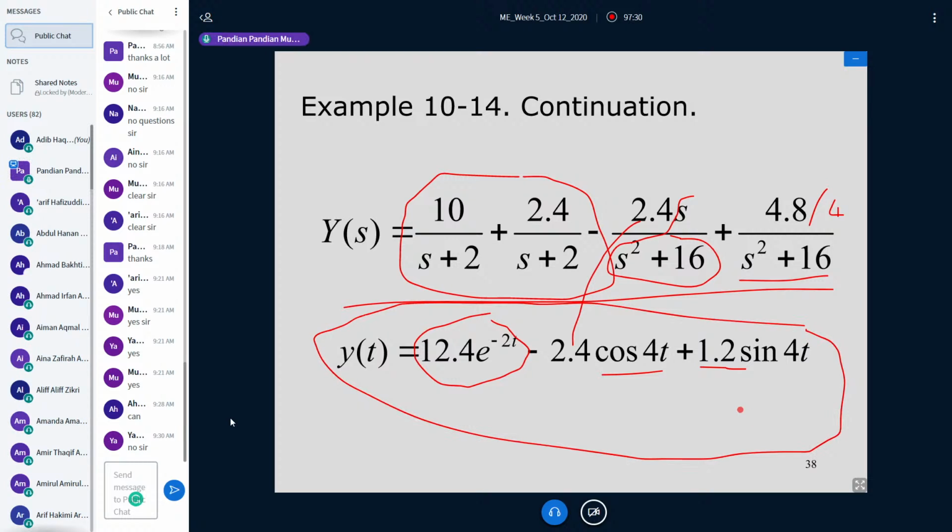Any question, class? Interesting problem. Ahmad Bakhtiar. Muhammad Iskandar. Muhammad Fawaz. Any question?